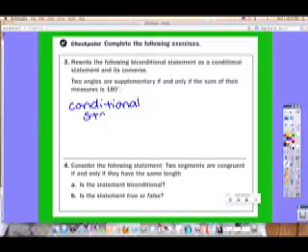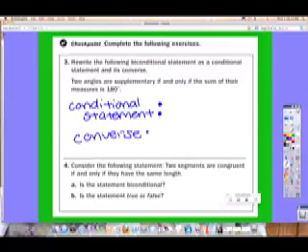A conditional statement, raise your hand if you got this same thing. If two angles are supplementary, then the sum of their measures is 180. Yeah? Okay, nice, hands down. What about the converse? If the sum of the measures of two angles is 180, then the angles are supplementary. You okay with that? Okay.